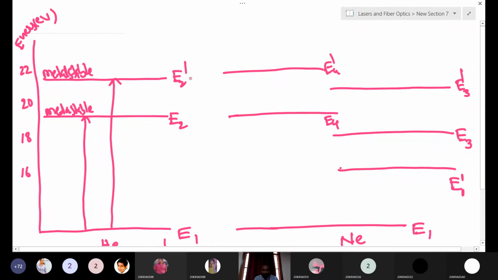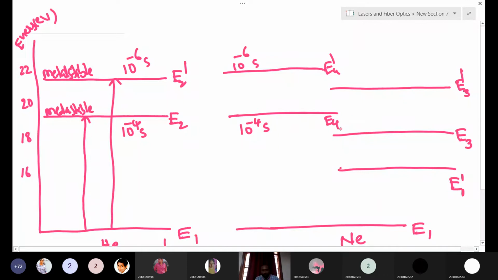Which one has the higher lifetime, E2 or E2 dash? E2 has the higher lifetime, 10 power minus 4 second, and E2 dash is 10 power minus 6 second. The same levels match with the neon atoms also. This is also metastable, with lifetimes of 10 power minus 4 second and 10 power minus 6 second. E3 dash is slightly lower than E4 dash, and E3 and E1 dash are slightly higher compared to E4 dash.